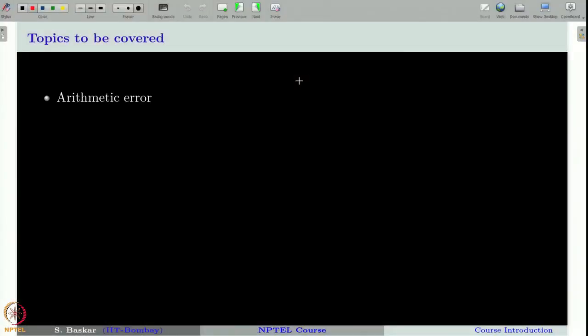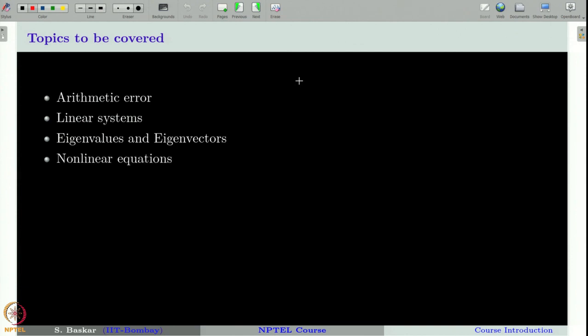From this point of view, we will consider some simple mathematical problems. We will start our course with arithmetic errors. Well, we will see in detail what it is. Then we will continue with the first mathematical problem of solving linear systems, and then we will go on to develop methods for computing eigenvalues and eigenvectors of a given matrix, and then we will see some iterative methods to capture simple roots of a given nonlinear equation.